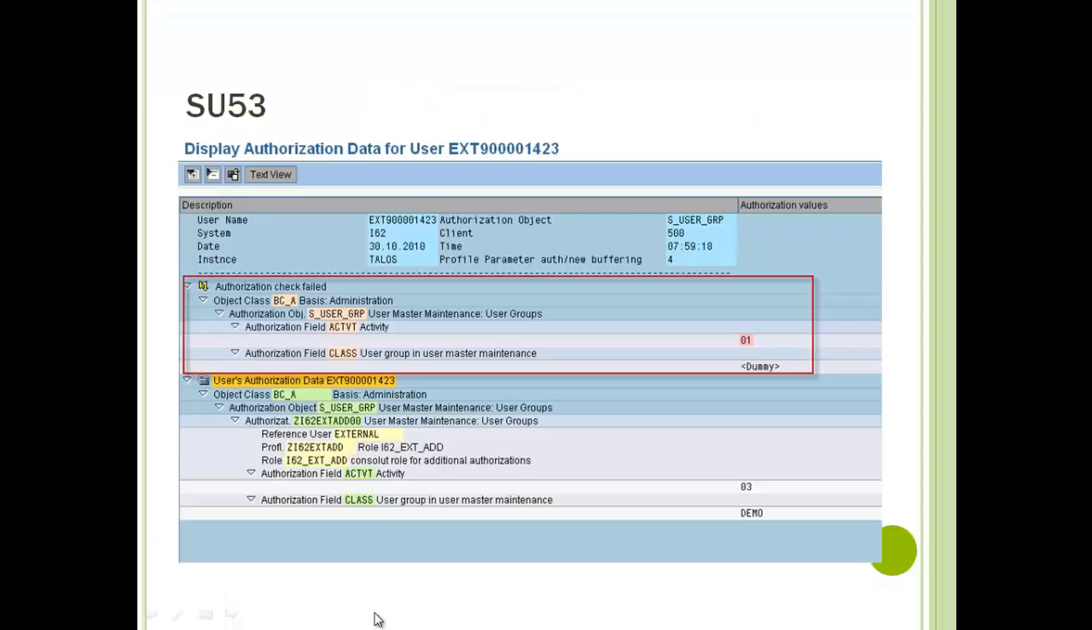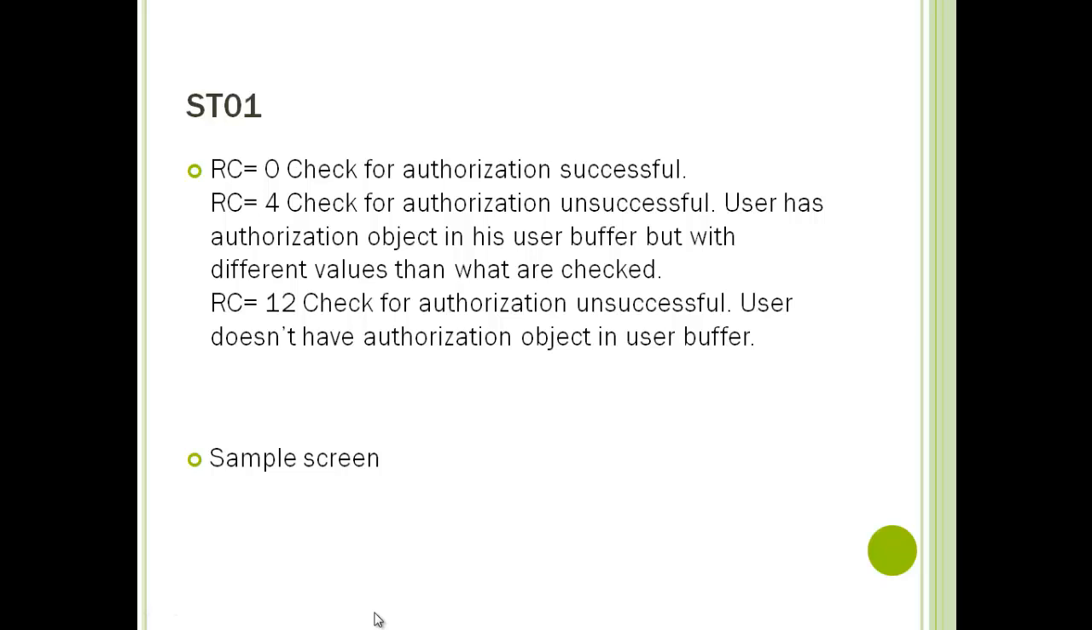Okay, let's go to the next step. The next method of finding an authorization issue is by tracing a user using a transaction code called ST01. Using ST01, you can trace all authorization issues. The difference between SU53 and ST01 is that with SU53, you run a transaction code, you find an authorization issue, and you ask the user to run SU53 and send you the output. It's a check after the error has happened.